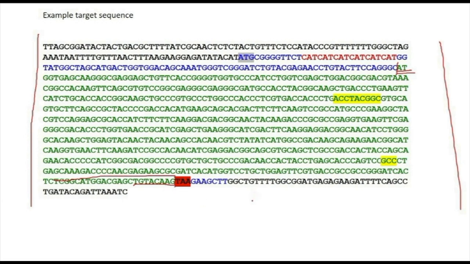So now the question arises, what are the non-cutters? So you want to amplify this region and integrate it into another vector. For that, you have to identify which are the non-cutting restriction enzymes. So what I will do is copy this sequence into NEBcutter and identify what the non-cutters are.